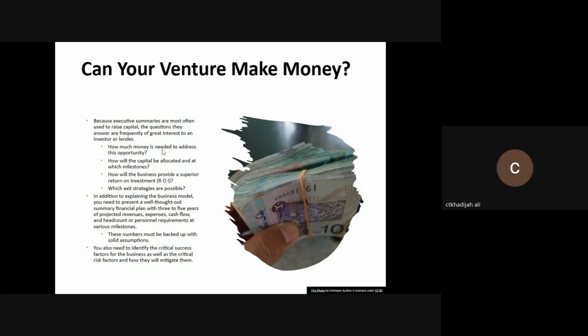These are the questions that most investors or lenders love to ask. How much money is needed to address this opportunity? How will the capital be allocated? At which milestone? How will the business provide the ROI? Which exit strategies are possible?